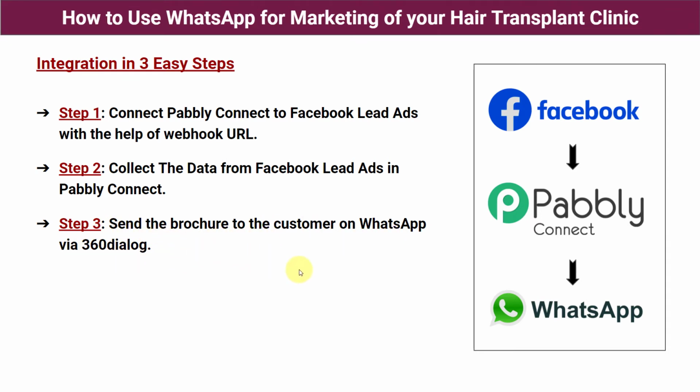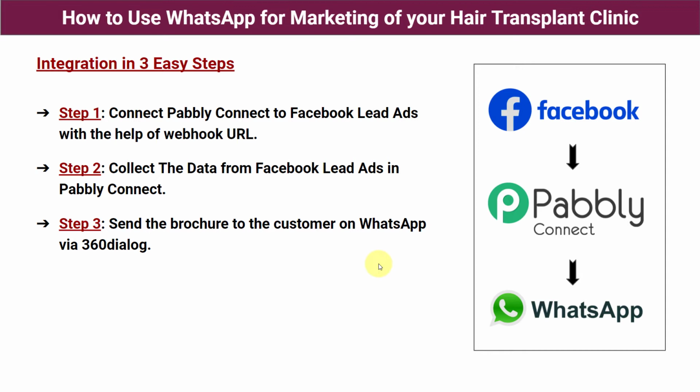via 360 dialog. So guys, in the final step, we will be sending the link of the brochure with the message to our customer on WhatsApp. But here's the twist: we are not directly integrating WhatsApp. Instead, we are integrating 360 dialog. Why? Because WhatsApp does not allow you to send messages directly. For that, you have to use another software that is the official API of WhatsApp, that is 360 dialog.